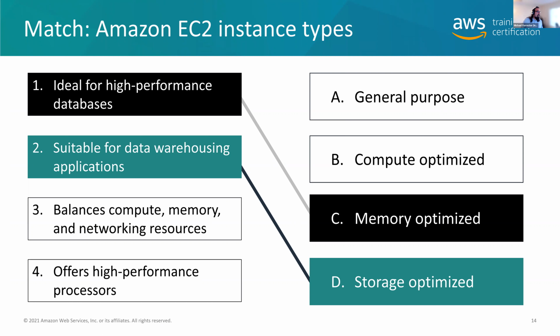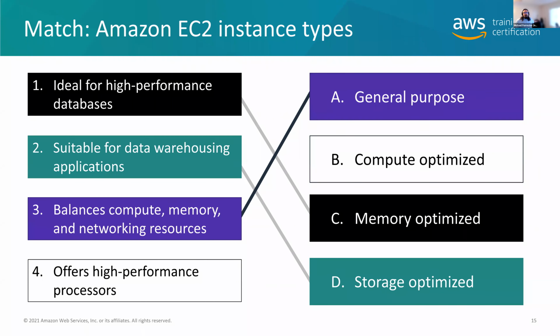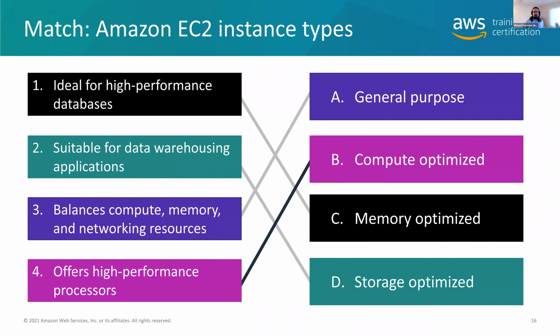Good. All right, and then which one would be perfect if I needed a balanced approach to networking, compute, storage, and memory? What would be the best one for that? Good. And then the last one, of course, is easy because it's the only one left, right? Offers high performance processors. Well, that's going to be compute optimized. Good. Any questions about any of the things that we just talked about?